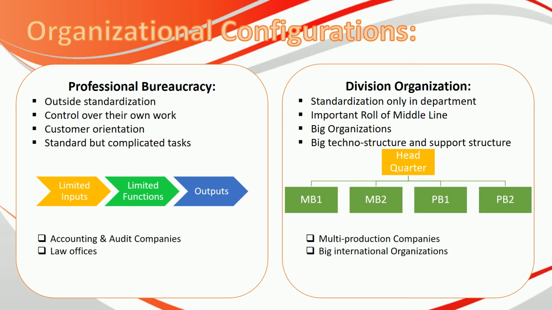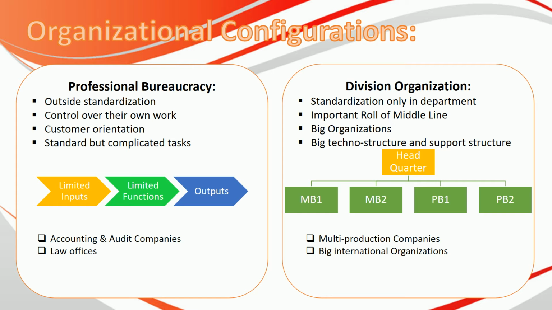Professional bureaucracy has been compared with the machinery bureaucracy and has outside standardization. The specialists working for professional bureaucracy have higher control of their own work and could work customer-oriented. The reason for that is the very complex but still limited inputs and system functions. For example, in accounting companies, there are thousands of transactions and rules to record them, and a company-based formalized procedure is substituted by procedures stipulated by GAAP.